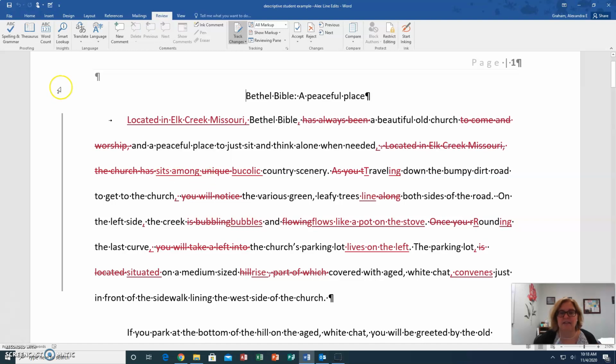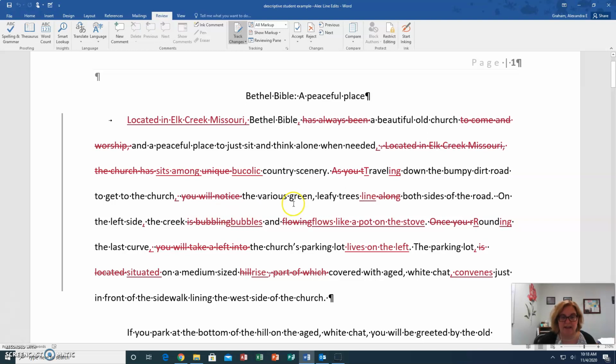And then I'm taking out all my "you" uses. So here I took out the "you" and changed around the traveling down. Take out the "you will notice." Then I have a better verb because I took out the "you will notice," so now I need another verb. The verb I chose was "line." Instead of "is bubbling," which is two verbs, we could just use the one: it bubbles. So the creek bubbles and flows.